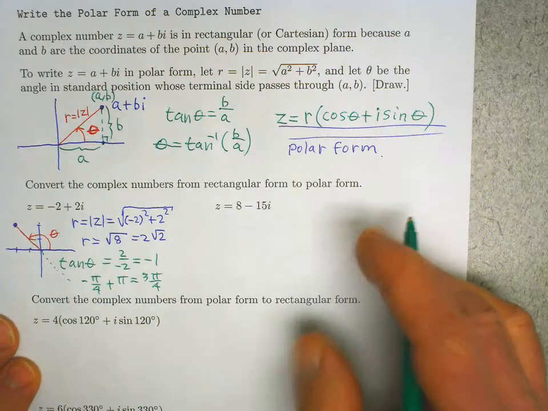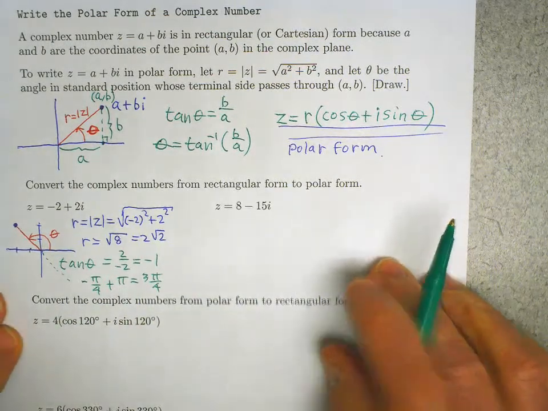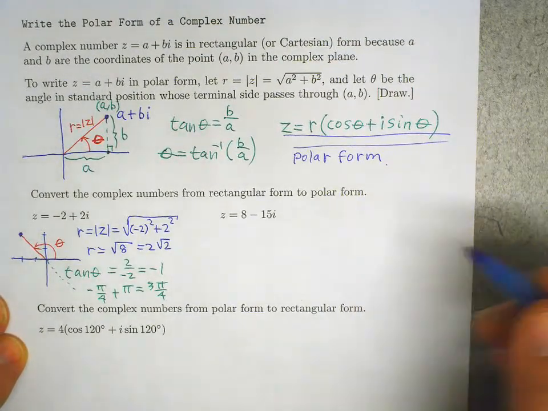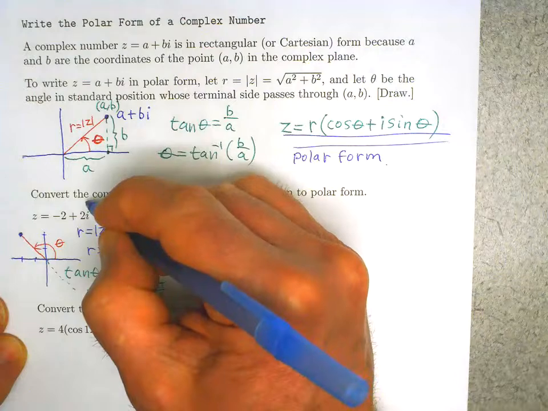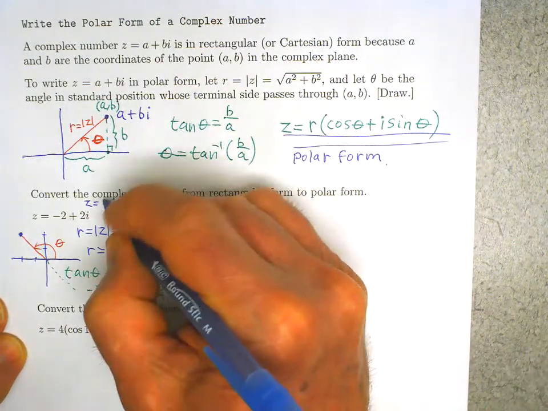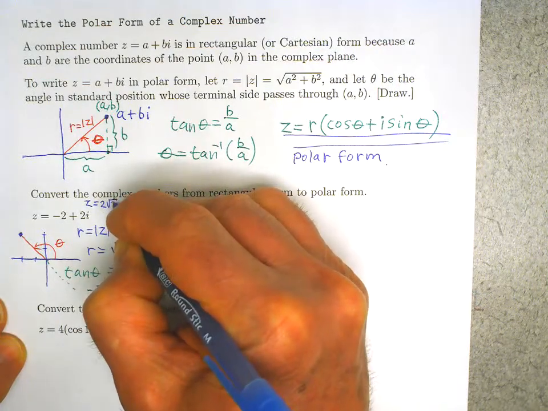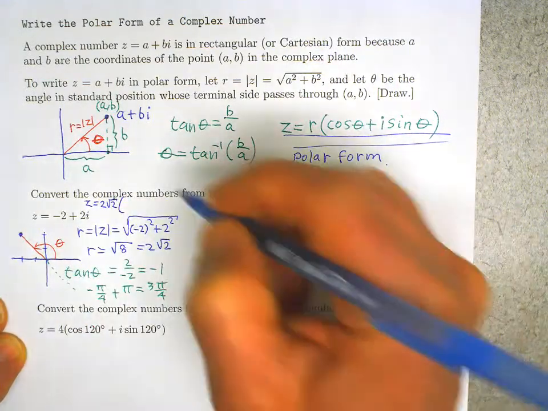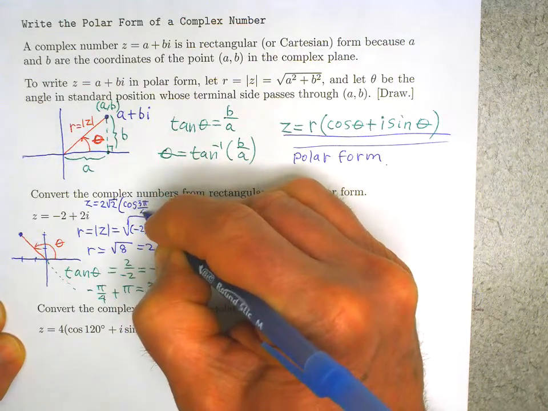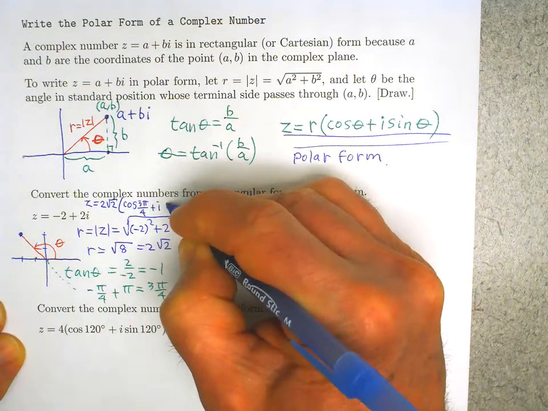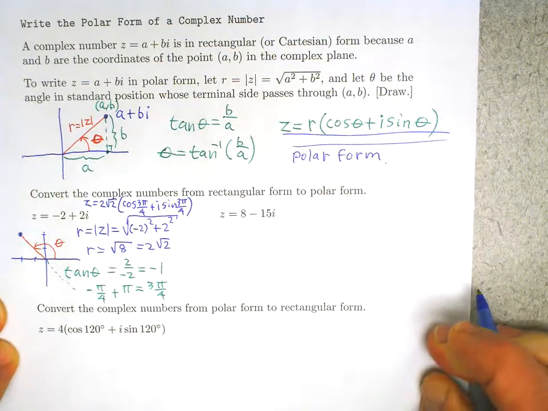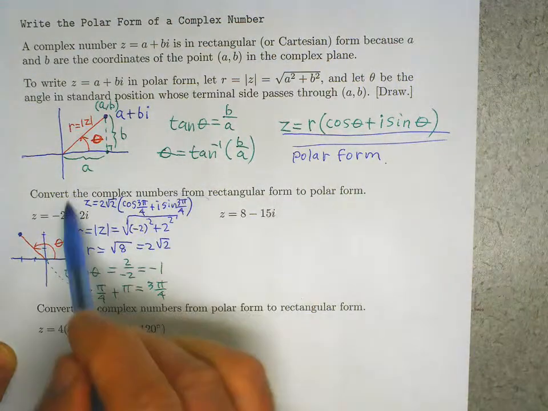Okay, so I wasted all my space. Where am I going to write the polar form? So I'll squeeze it in up here. The polar form for z is r, 2 times the square root of 2, and then times the quantity cosine of 3pi/4 plus i times sine of 3pi/4. So I hope you can see that.